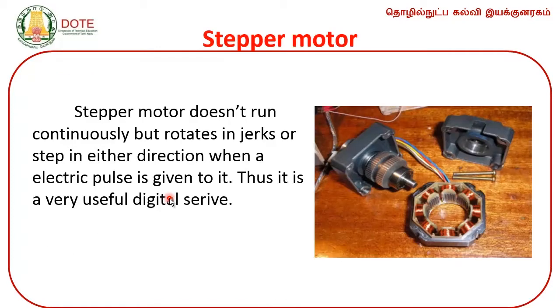Next one is the stepper motor. A stepper motor does not run continuously, but rotates in jerks or steps in either direction when an electric pulse is given to it. Thus, it is a very useful digital device. A stepper motor goes on in a step by step arrangement. If you give one pulse, it will move a particular degree. If you give another pulse, it will move the same particular degree. So, it moves in jerks, step by step. That is why it is called a stepper motor. It is very useful in digital services.